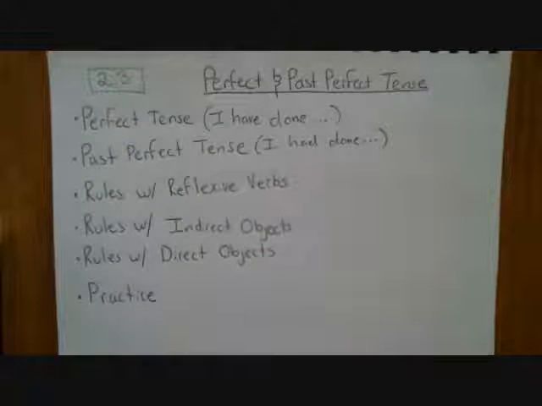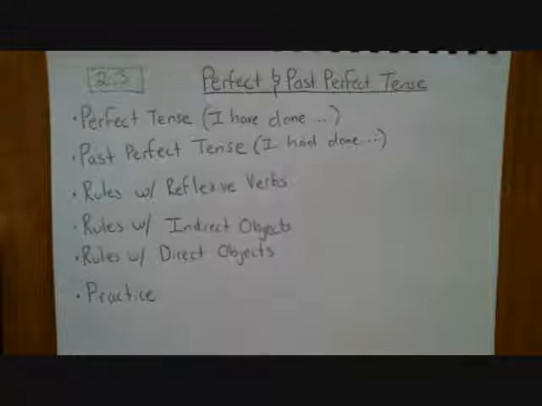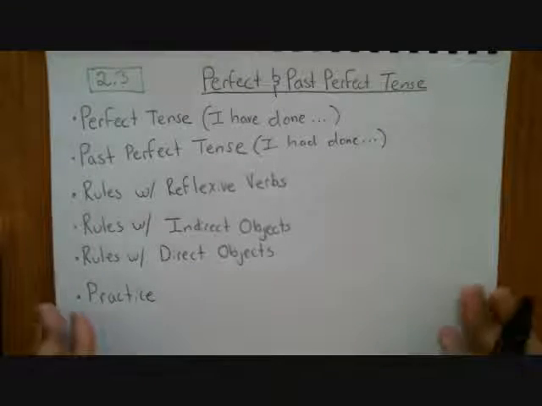Then after that, we're going to talk about how to express the thought, I had done something. Like if you were to say, I had already eaten, or I had not spoken to her. That is known as the past perfect tense. And then after that, we're going to go over how to use the perfect tense and the past perfect tense when we have reflexive verbs like llamarse, or when we have direct and indirect objects. And then after that, we're going to practice. So let's get started.